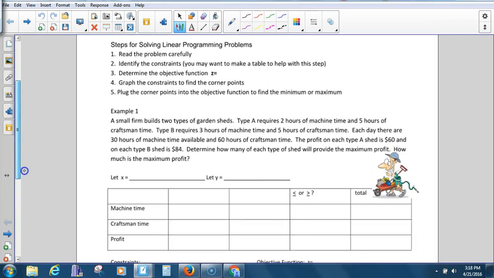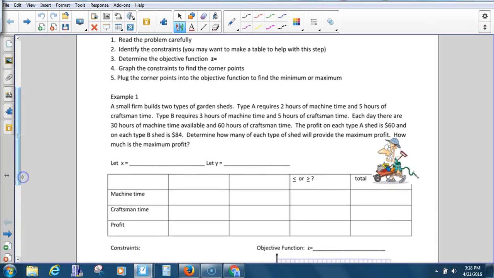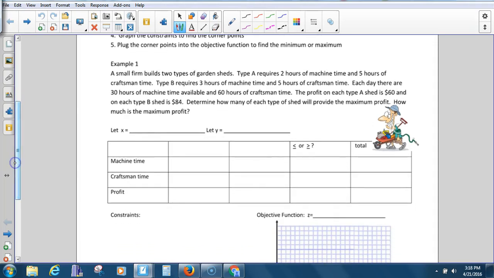So first off, we're going to read the problem carefully. Identify the constraints. Use the table. Determine the objective function z equals. Graph it. Find the corner points. Plug in and test.